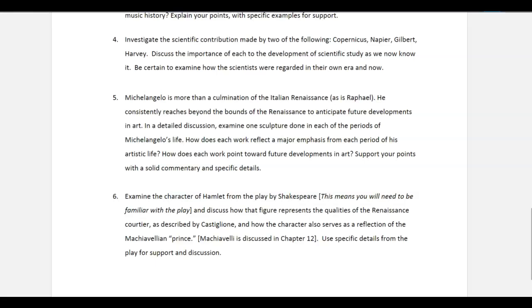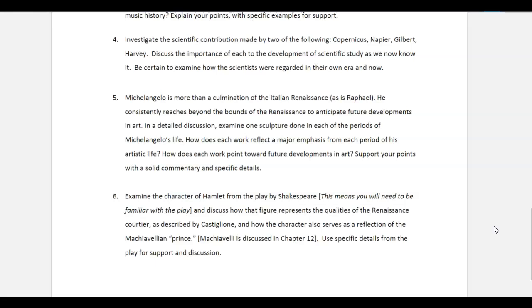So if you choose, again, one from each period, there are basically 3 periods in his life, and you discuss each work, you're only writing about 300 or so words over each work, which should be fairly easy to do, to discuss what style is presented, what each one represents, and how it also influences artists of his era and later.